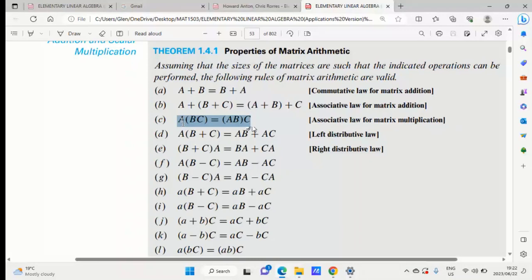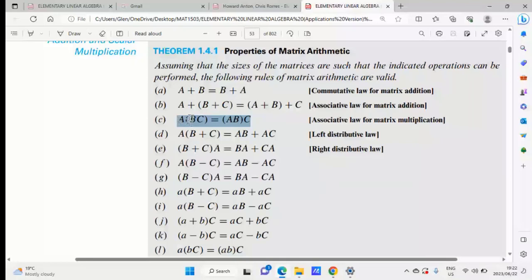Inside the bracket, we first multiply matrix B by matrix C. After getting the answer, then we put matrix A in front. Then we multiply the final matrix of BC with A. Okay?